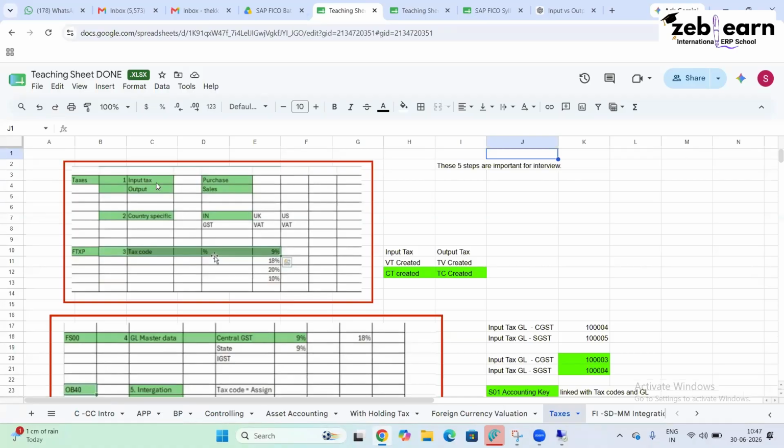Input tax is when you buy things. When you buy things, this is an input to your business. Output tax is when you sell things. This is an output from your business. So that is output tax.